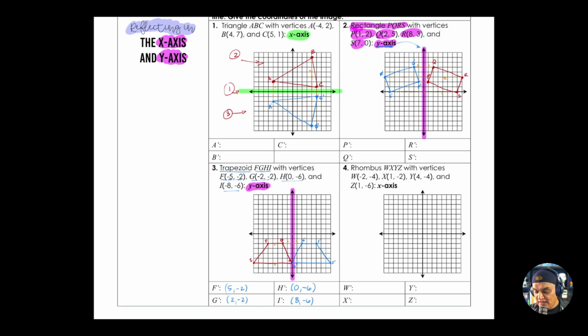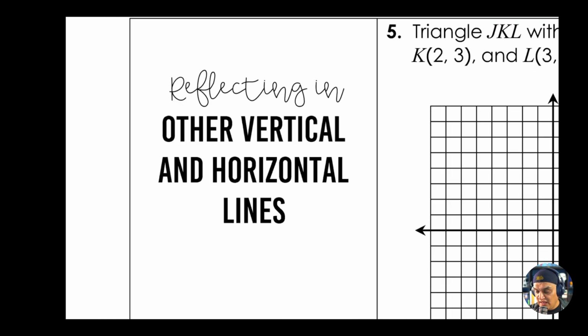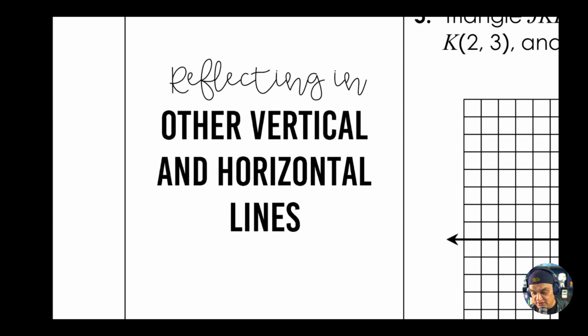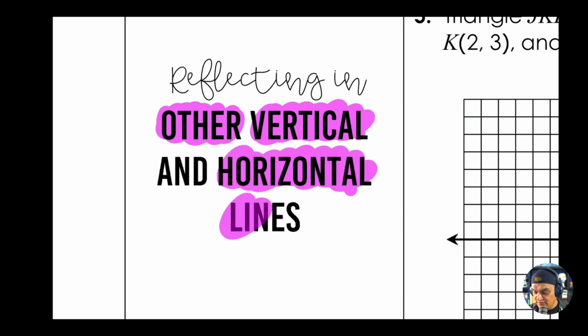Now we're going to go to the next one. What if we have other vertical and horizontal lines? Guess what? Same steps. But you just have to remember from Algebra 1. And if you don't, I'm going to remind you. Don't stress, it's okay. There are equations of lines that will give us vertical or horizontal.